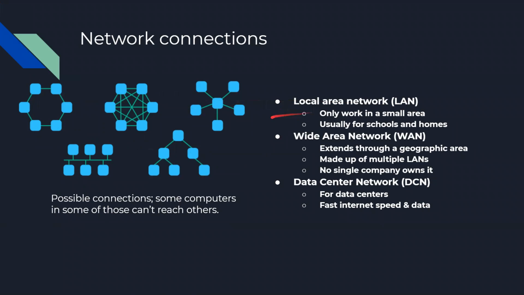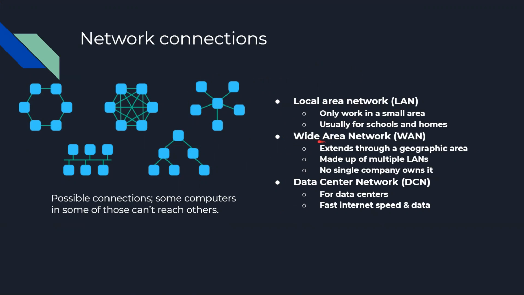So there's three types of network connections. The first one is a local network connection. It's only working in a small area and it's usually working for schools or homes. So like if you go to an elementary school or a middle school or a high school, you use a local area network. It's abbreviated as LAN.